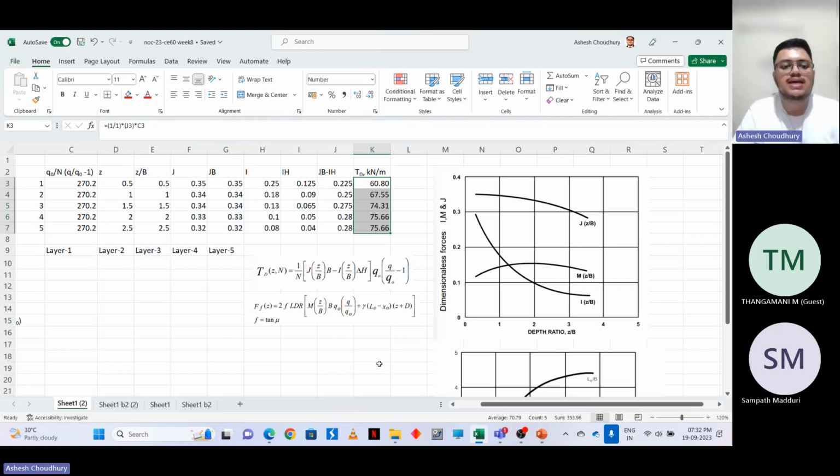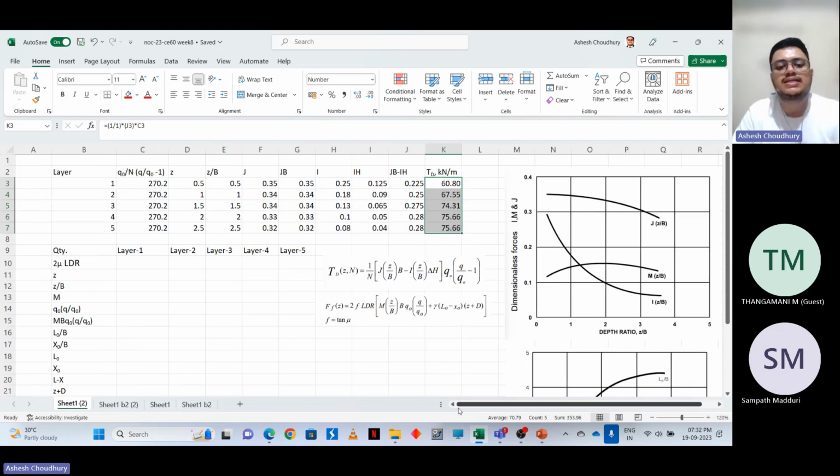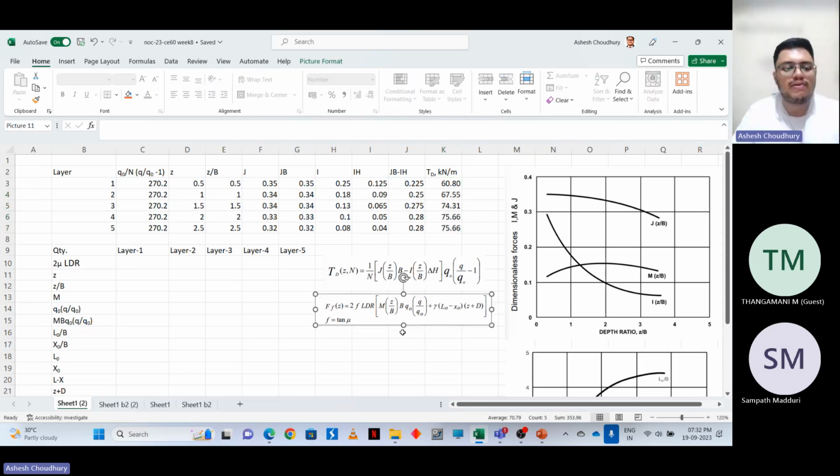The force that is coming on each layer. Now the next thing we need to do is to determine the pullout forces, the pullout force that is coming. Well, let us find that out.